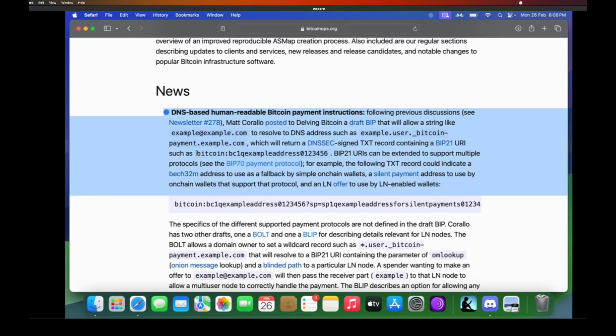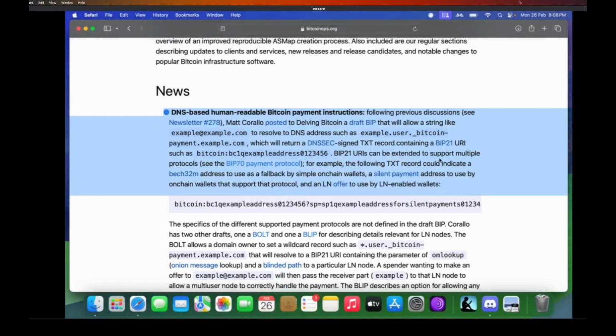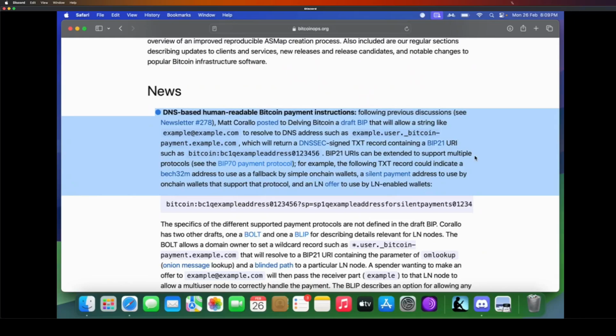This is the address, no need to go through it. This is a Bitcoin mainnet address, like an example of an address. BIP21 URIs can be extended to support multiple protocols. See the BIP70 payment protocol. For example, the following TXT record could include a bech32m address to use as a fallback by simple on-chain wallets, assigning a payment address to use by on-chain wallets that support that protocol, and an LN offer to use by LN-enabled wallets.